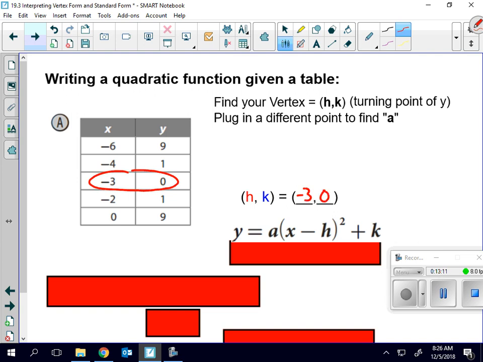Okay, if I were to plug that into the equation, and of course you know the vertex form of an equation is y equals a times (x minus h) squared plus k. So write that down and go ahead and plug in h and k. Pause the video.